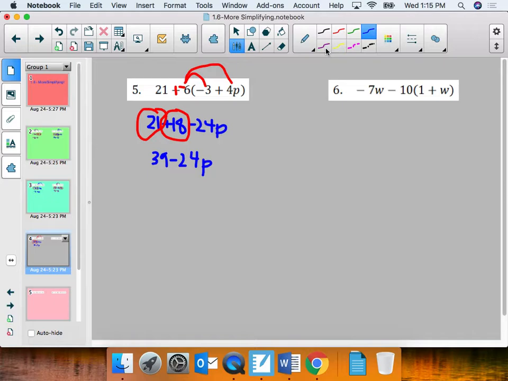In example number 6, we are going to have a similar situation. Again, we see a subtraction sign, which means that this is going to become plus a negative 10, I'm sorry, negative 10. So negative 10 is what we are distributing to here and to here. The negative 7w is not a part of what we are distributing. Negative 10 times positive 1 would give us negative 10. And then negative 10 times w would give us negative 10w.